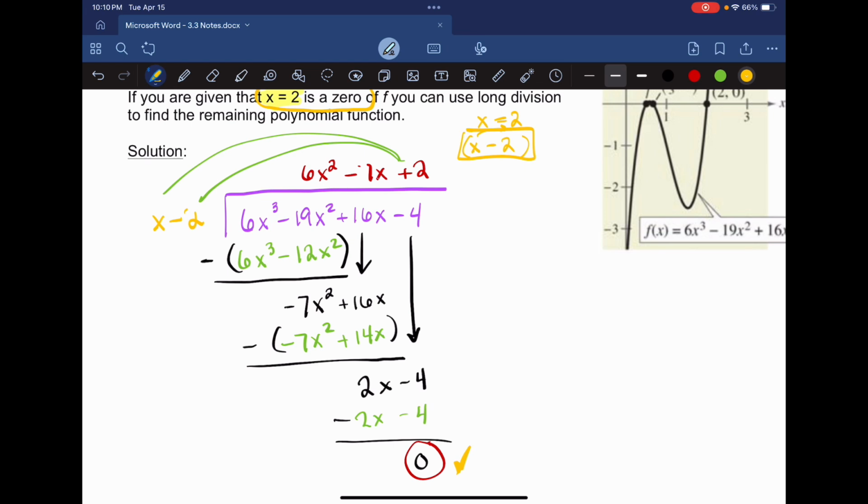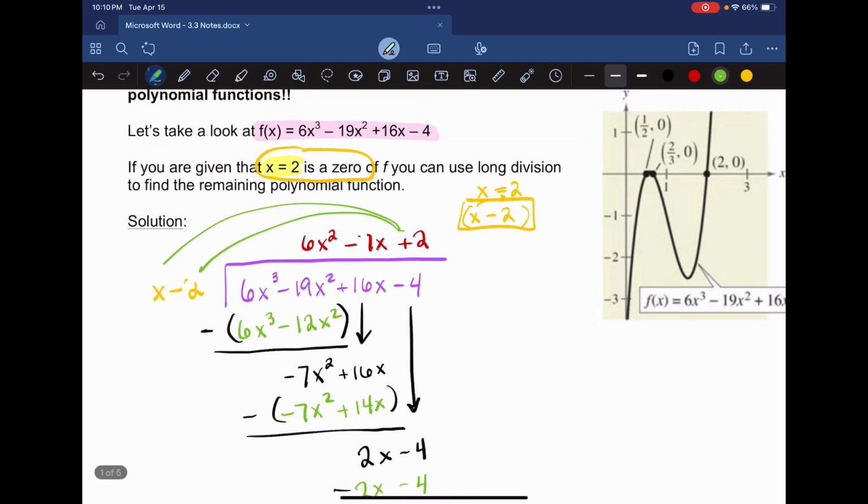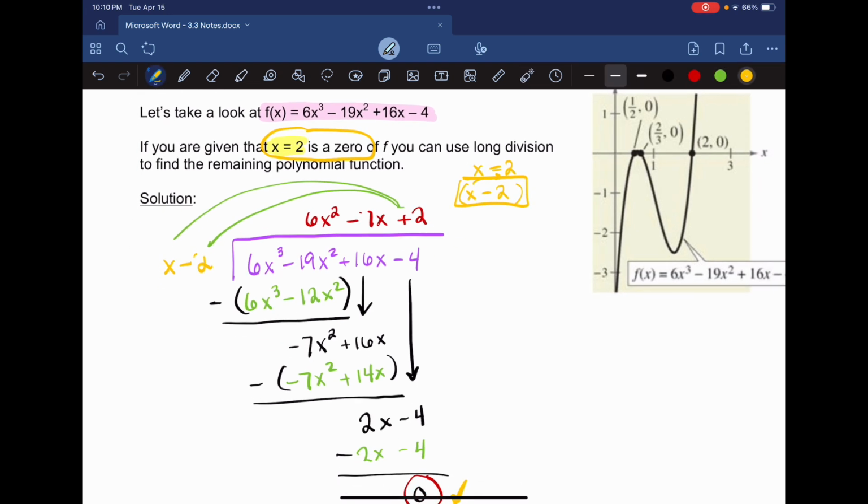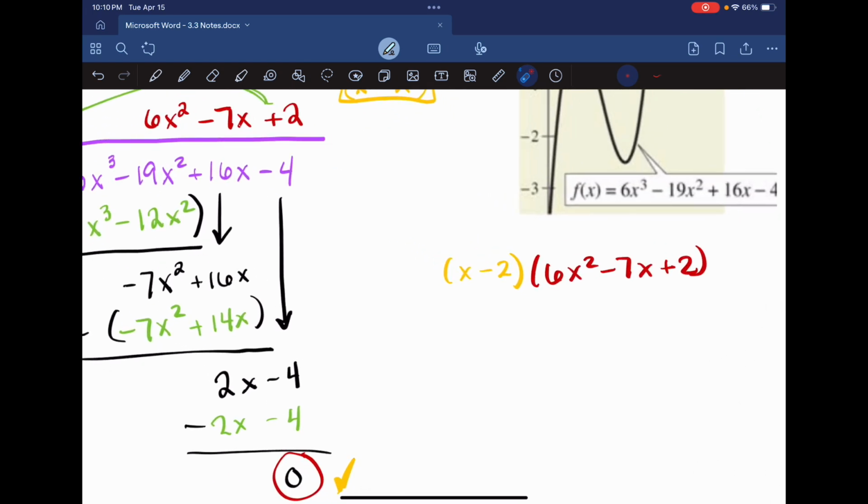My answer to this would be I could take my f of x that we highlighted up here. It's not totally factored, but I could factor it where x minus 2 is its own thing, and then 6x squared minus 7x plus 2. And that comes from up top. These are two factors, meaning if I multiply them together, I would get my function up here. So this is just another way to factor, I guess, if you will.